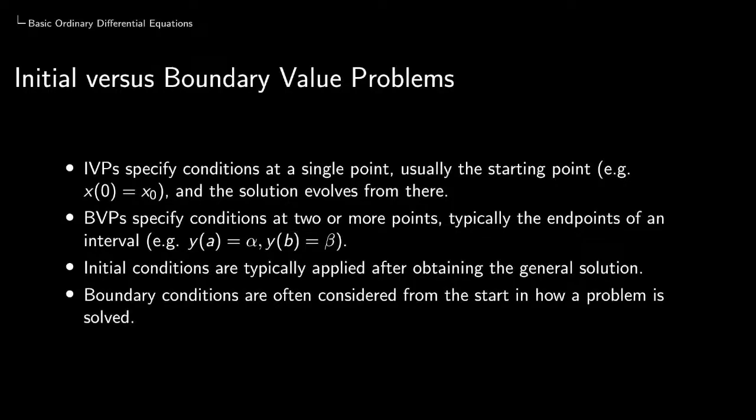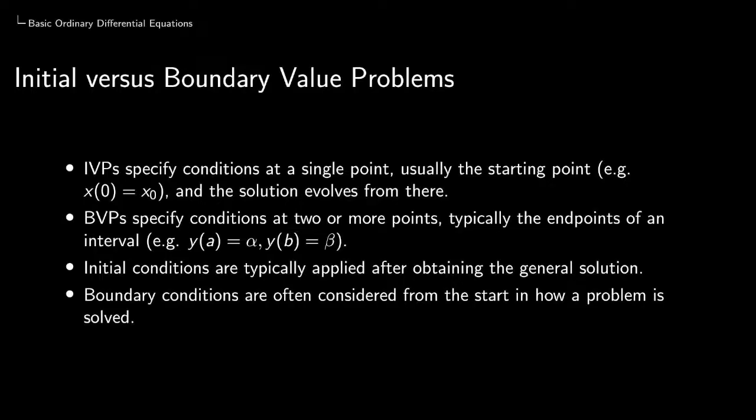So in mathematical modeling, there are two types of problems we often want to consider when using a differential equation. There are initial value problems and there are boundary value problems. Initial value problems, or IVPs, specify conditions at a single point, usually the starting point, from which we can evolve the solution to a differential equation. There are also boundary value problems, which specify conditions at two or more points, typically at the endpoints of an interval.